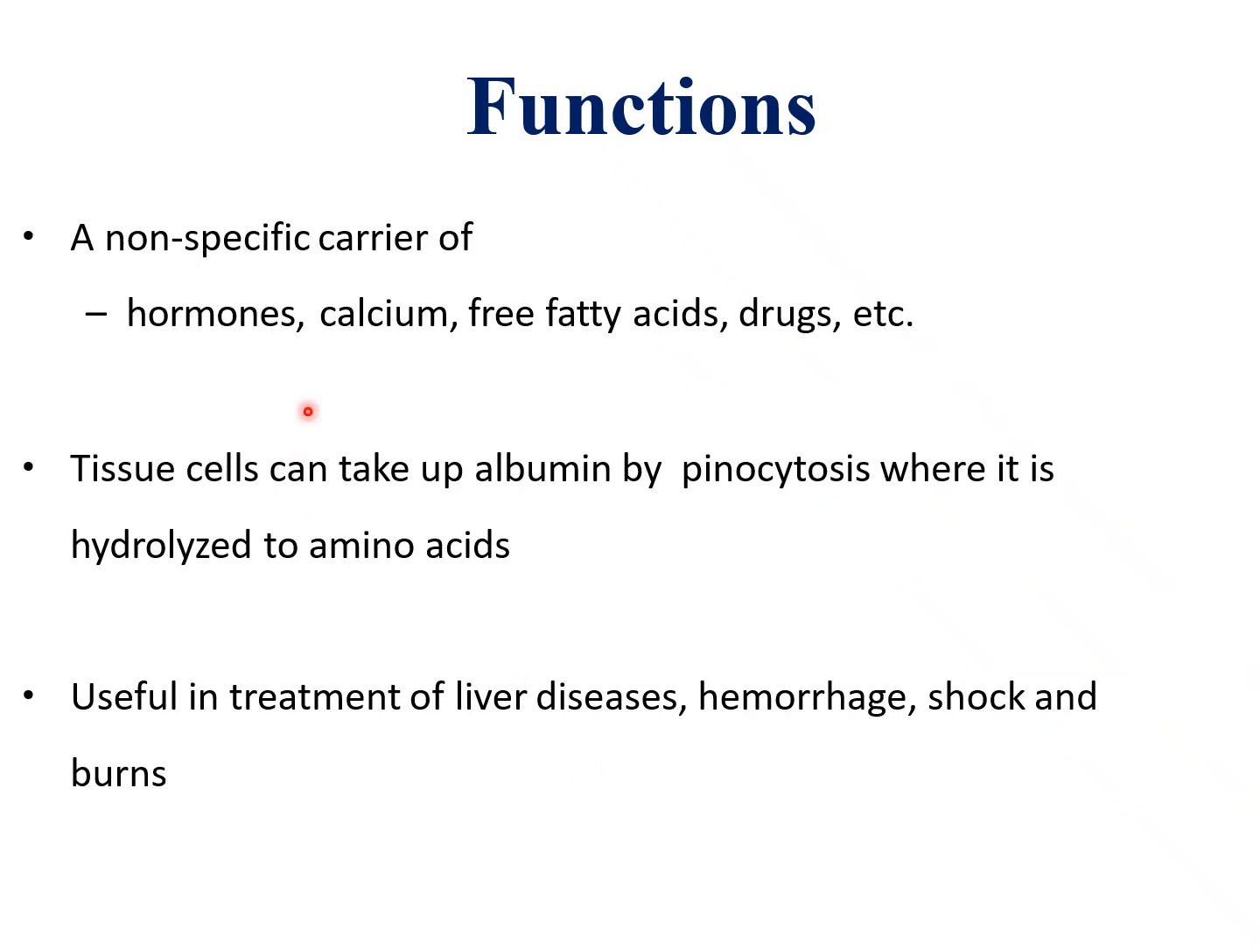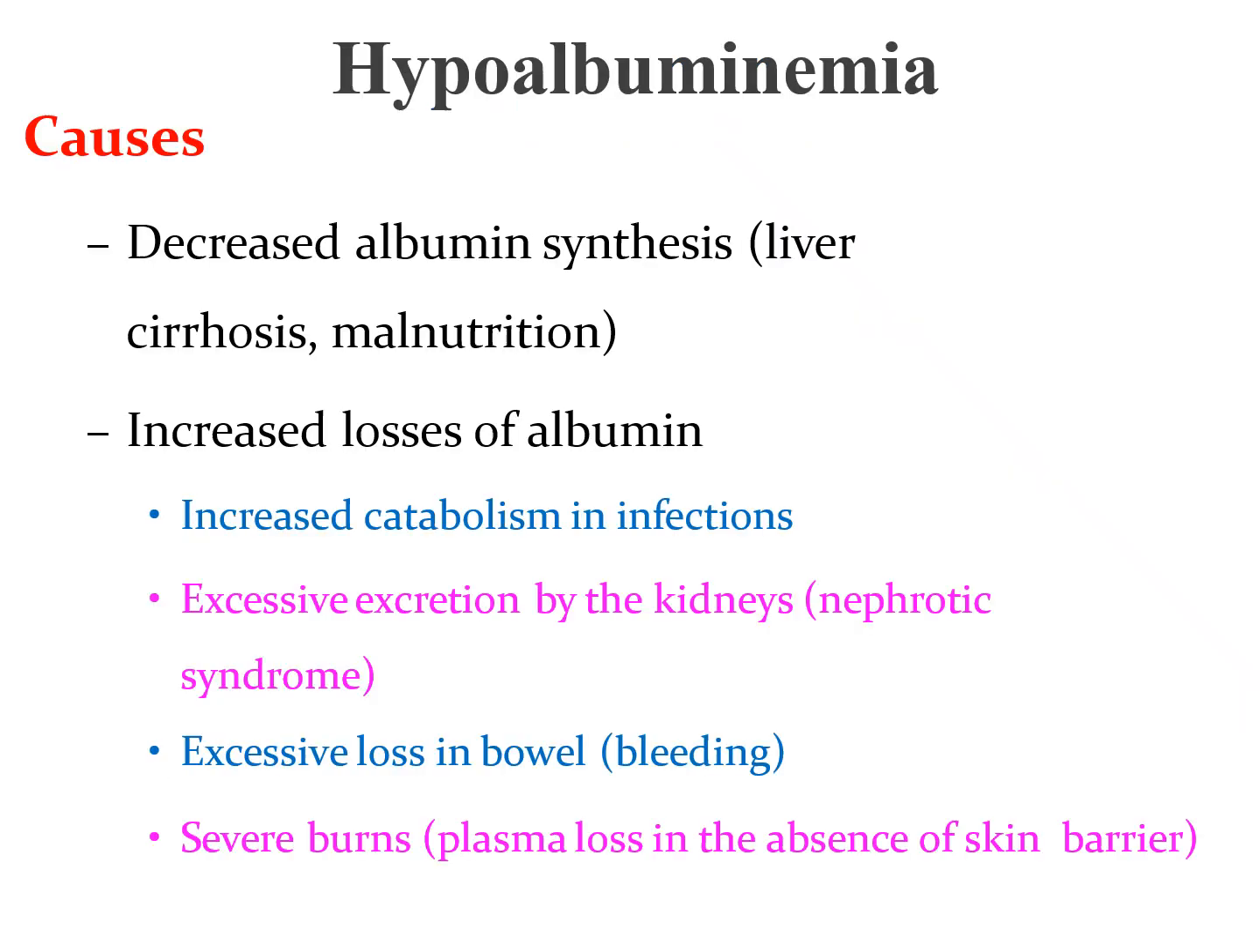Along with the maintenance of oncotic pressure, it acts as a specific and non-specific carrier of hormones, calcium, free fatty acids, drugs, etc. With the help of pinocytosis, it is hydrolyzed to amino acids. Useful in treatment of liver disease, hemorrhage, shock, and burns. In this, I just want to tell that albumin acts as a conjugating agent. Along with this, amino acids may be carried from ICF to ECF or ECF to ICF.